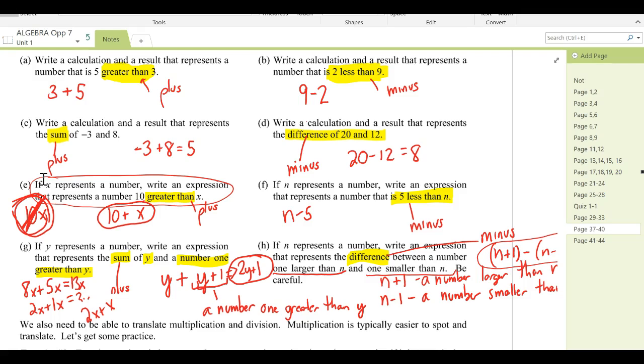It's easy to plus x. Right? We get to the facts. English teacher tells you all these words: if x represents a number, write an expression in it that represents a number 10 greater than x. English teacher. Math teacher just says 10 plus x. We get right to the point. But you got to know how to translate.